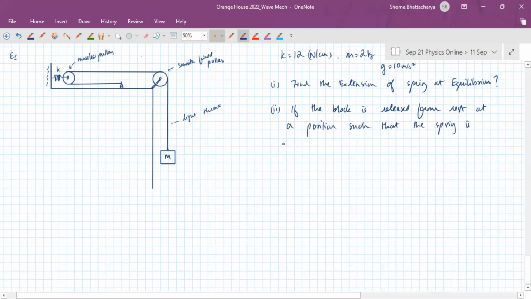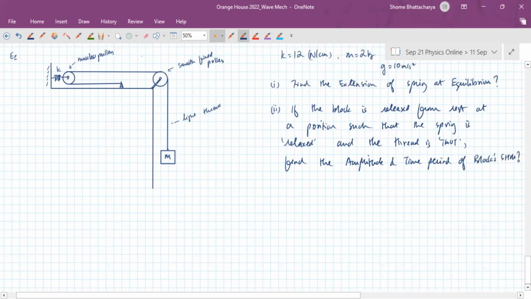the spring is relaxed and the thread is taut, find the amplitude and time period of the block's SHM, and also find the maximum extension of the spring.